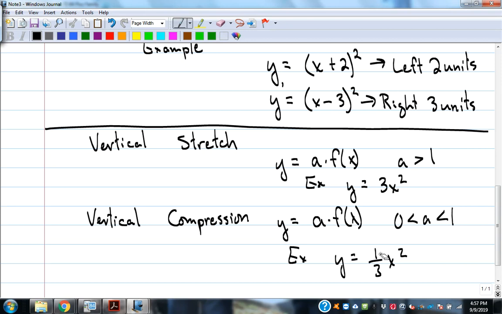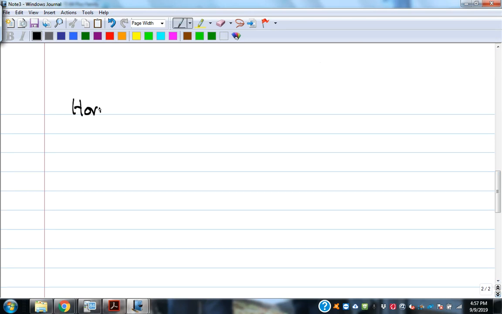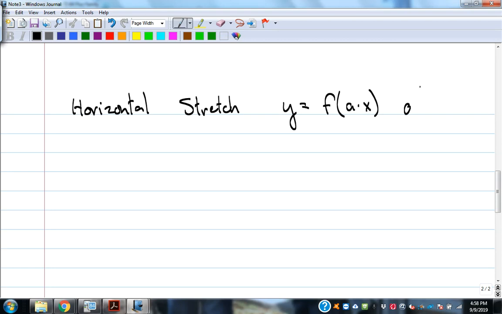Okay. All right. Let's talk about a horizontal stretch and compression. Kind of put it all together here. Horizontal stretch: y equals the original function, but you're going to multiply on the inside by something, and that has to be a number. A horizontal stretch is taking the silly putty and pulling it this way, right? That's what a horizontal stretch would be. So it's got to be between 0 and 1.